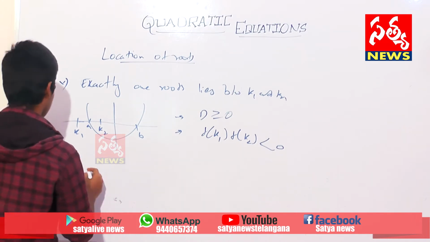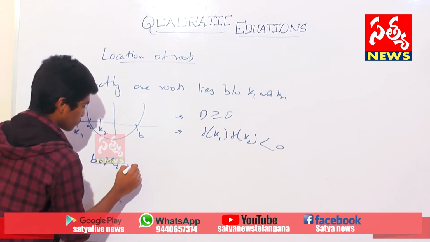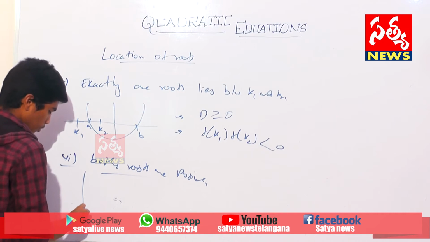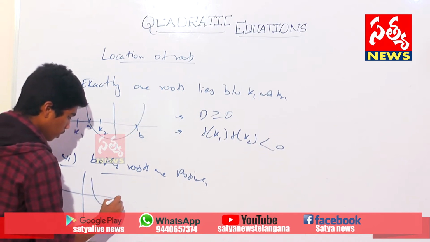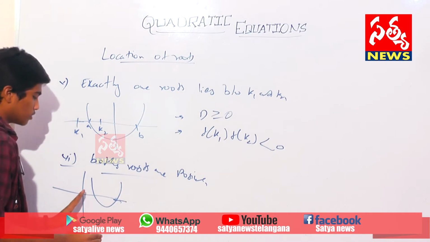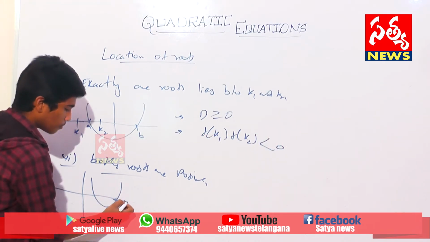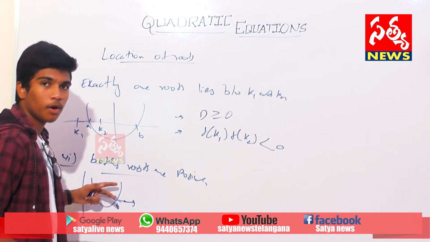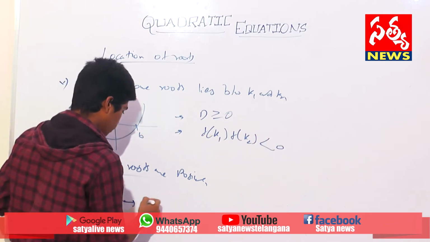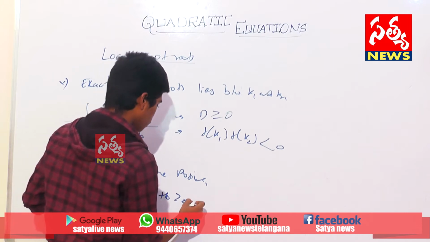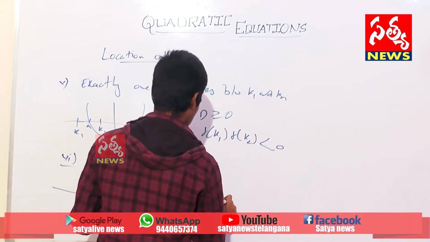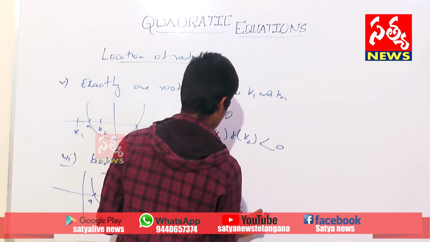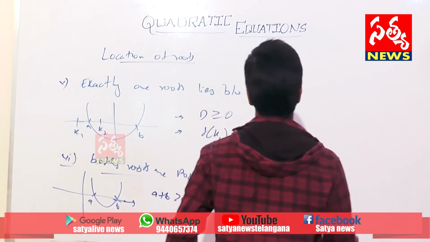Now the sixth one is both roots are positive. For both roots to be positive, the curve should lie after the y-axis, in the positive x-axis region, so that the roots are in the first quadrant or fourth quadrant. The condition we should check is a plus b is greater than 0 and a into b is greater than 0.